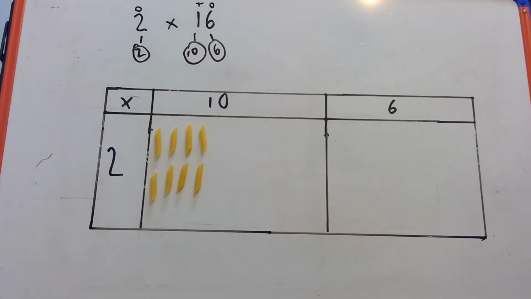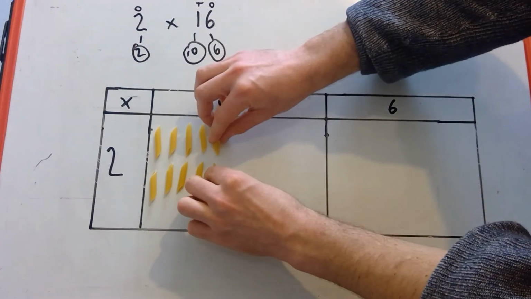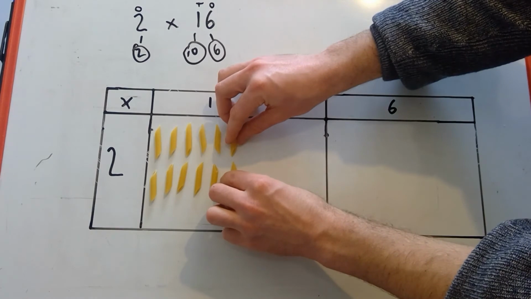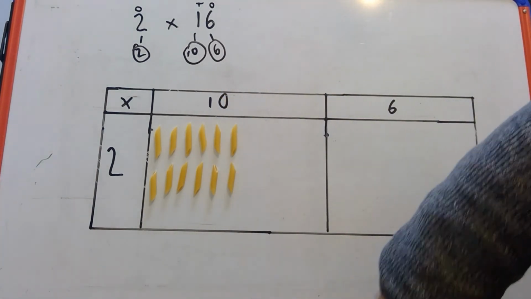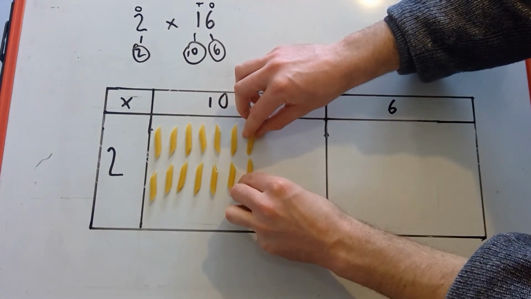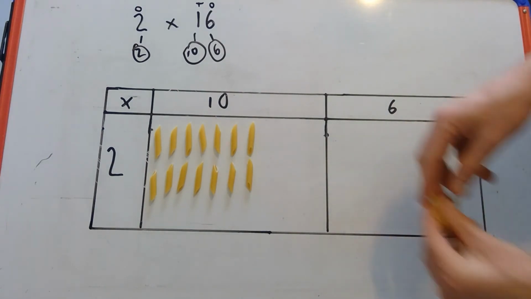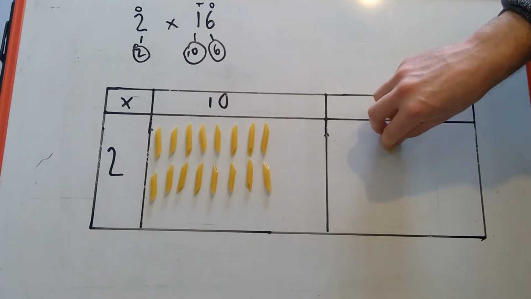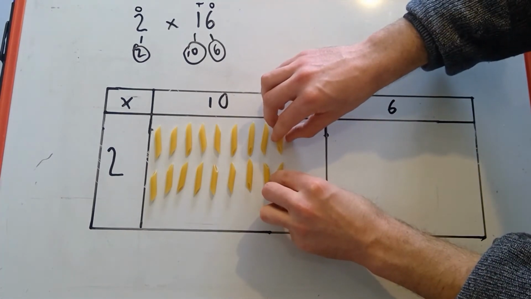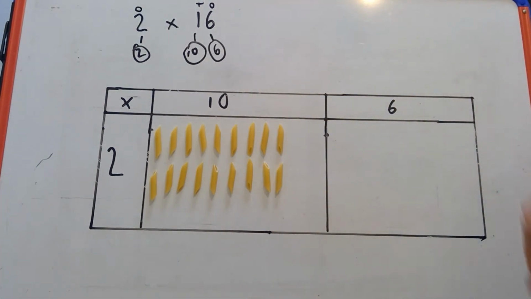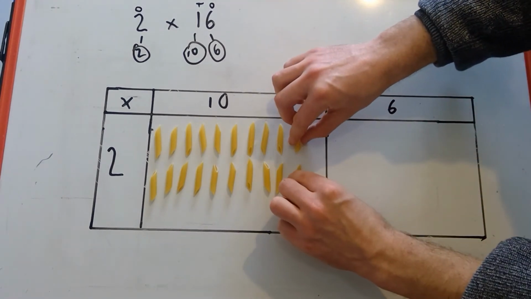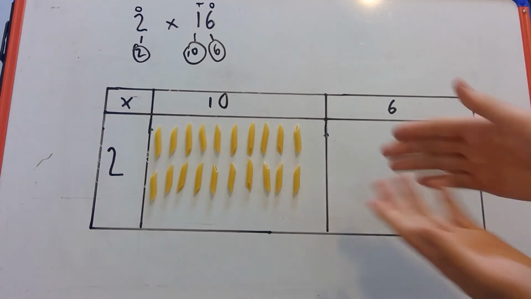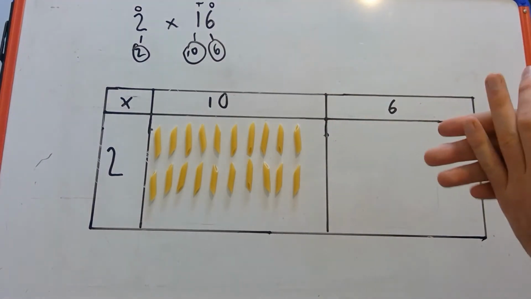1, 2, 3, 4, 5, 6, 7, 8, 9, and 10. Once you have completed your array, it's really important that you go back to check that what you have done, what you have created, is the correct thing.